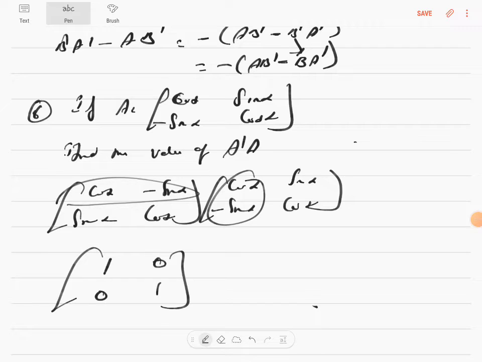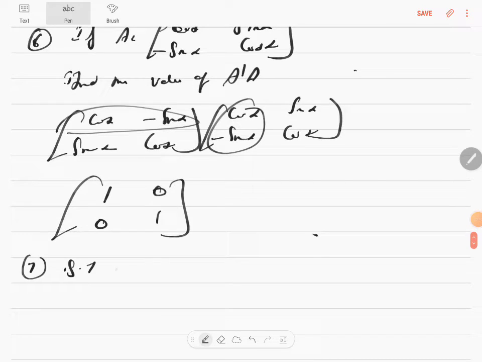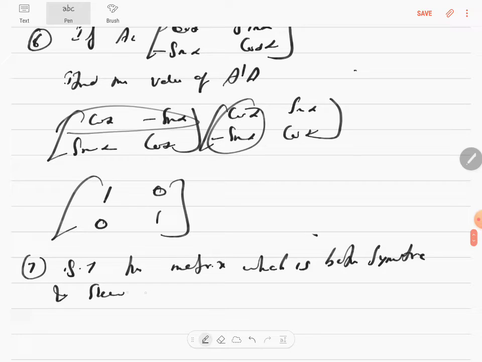Next question. Show that the matrix which is both symmetric and skew symmetric is a null matrix. So you have to prove this. Okay, so how do you prove this?